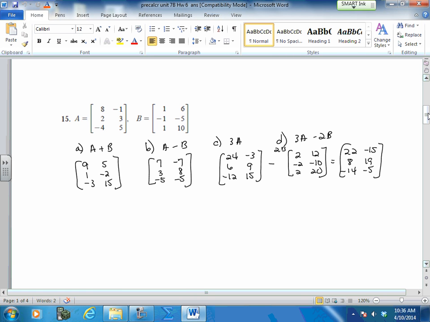Remember, this is called scalar. When you multiply by a number, you multiply every entry by that number, a scalar. And your calculator will do all that for you. Kind of cool, right? Matrices are kind of fun. Just so that you have the groundwork for your matrix work.